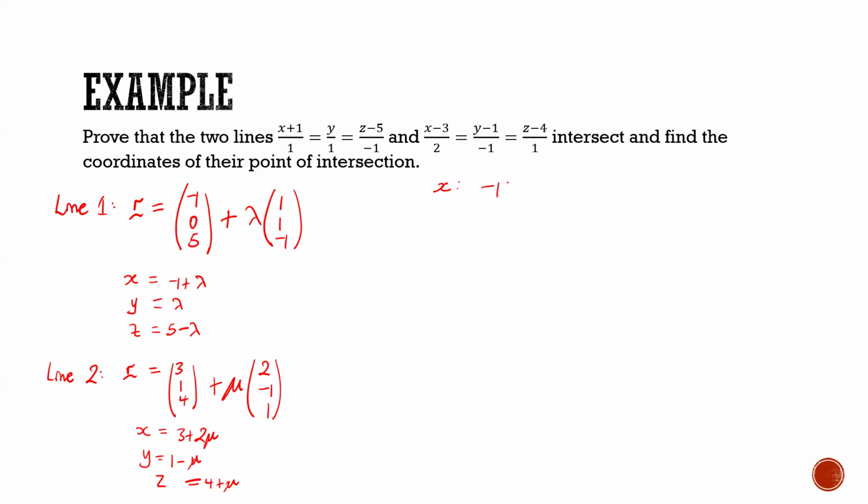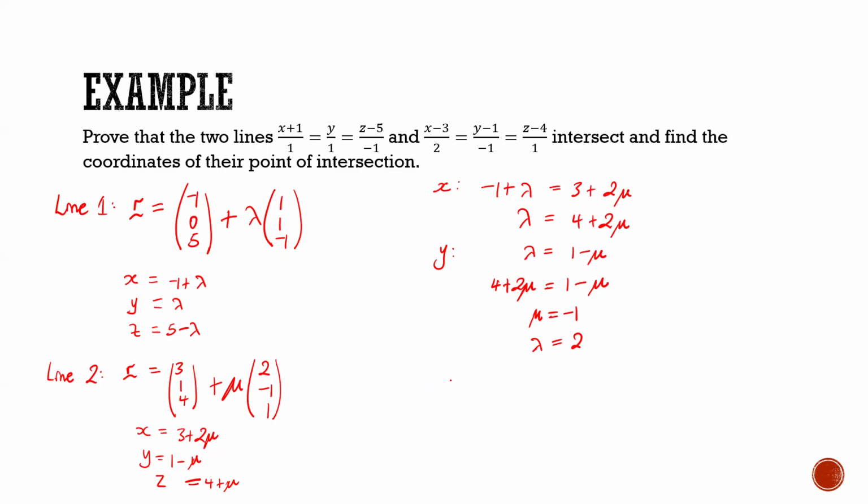So we'll have -1 plus lambda is equal to 3 plus 2 mu. In our first equation, this means that lambda is equal to 4 plus 2 mu. And then the equation for y is that lambda is equal to 1 minus mu. So we can simply go with 4 plus 2 mu is equal to 1 minus mu. This gives us our mu as -1 when we solve. And after that, we get our lambda too.